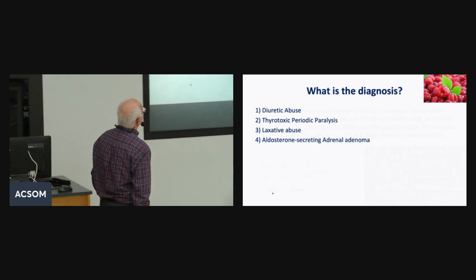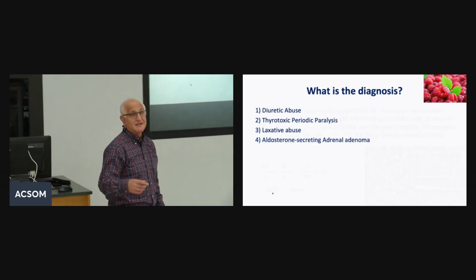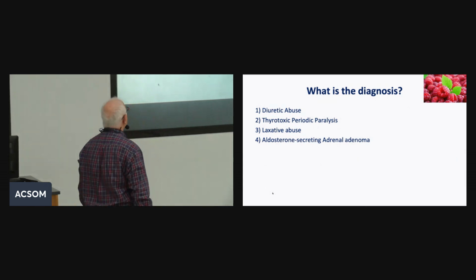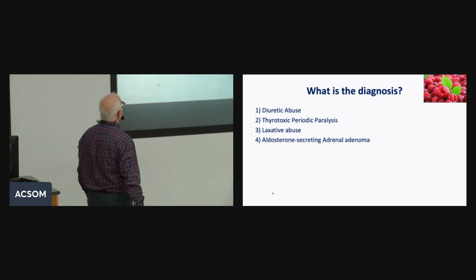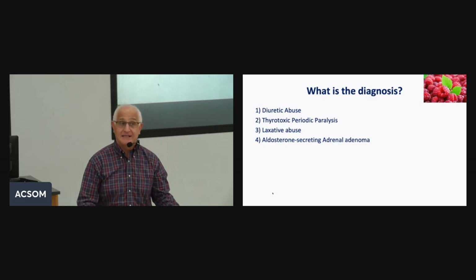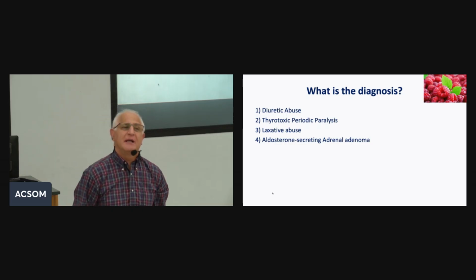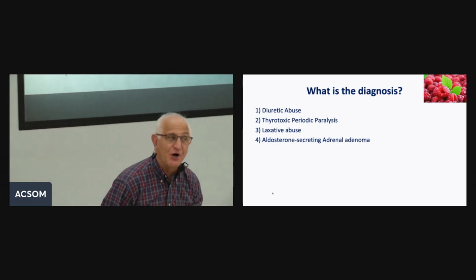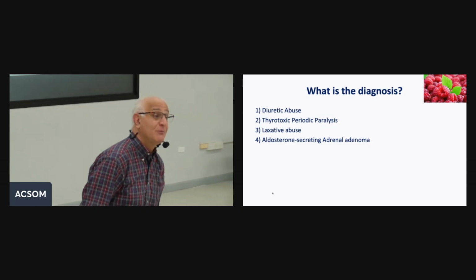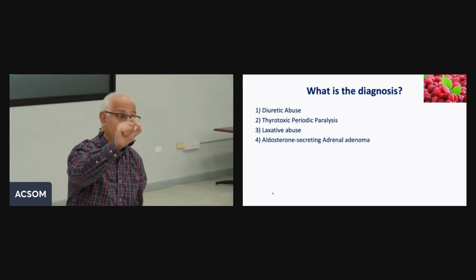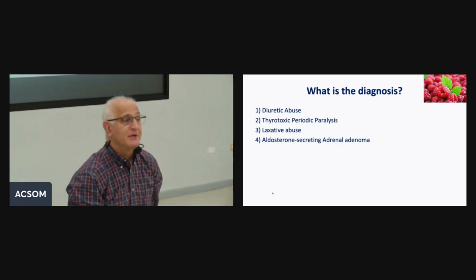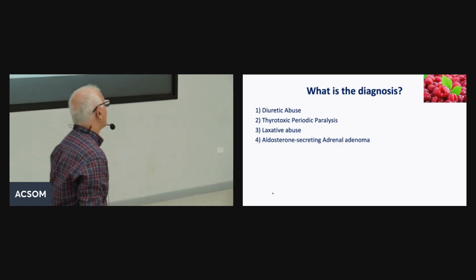Diuretic abuse, thyrotoxic periodic paralysis. This is so once in a while the thyroid secretes a lot and they get paralysis. Aldosterone secreting adrenal adenoma is the third, and laxative abuse. One of these four, he has it. We want to know which one. What is a good lab to check in hypokalemia? I just told you about urine potassium, urine creatinine. We call it spot urine because it's one sample, it's not 24-hour. Spot urine potassium, spot urine creatinine. Should we do that?